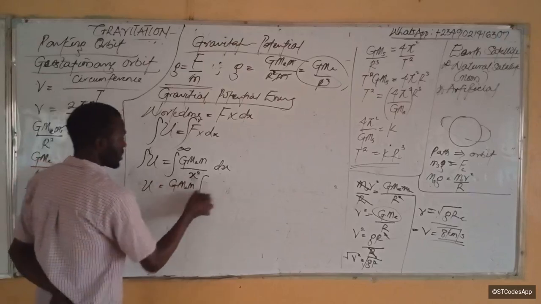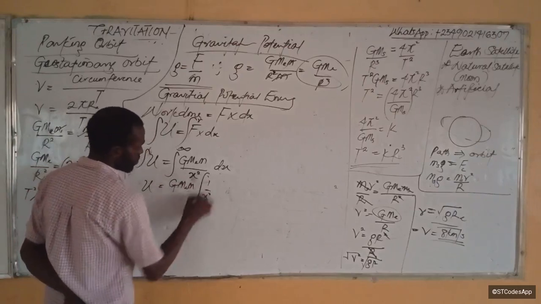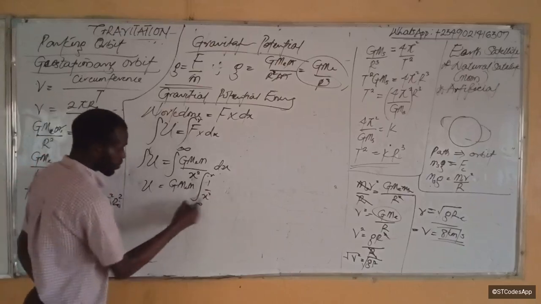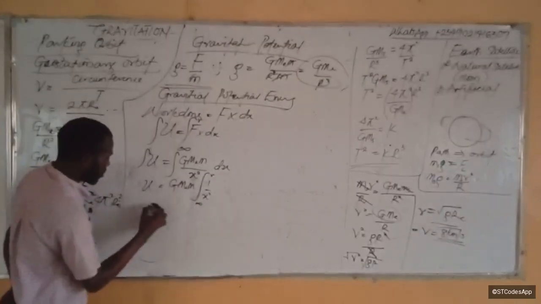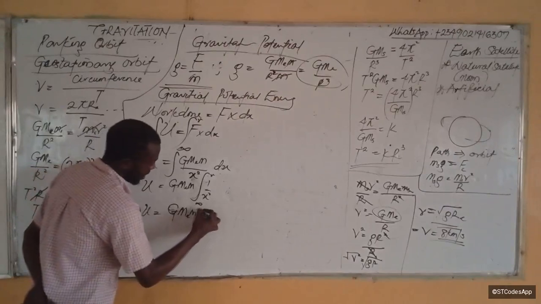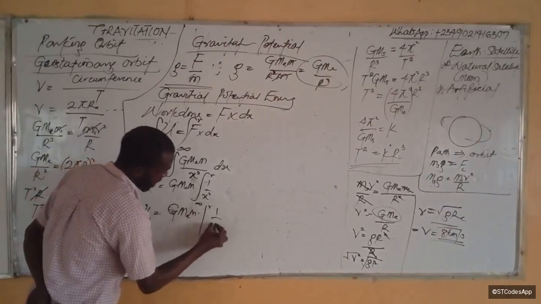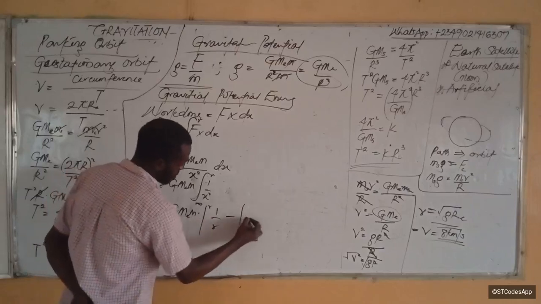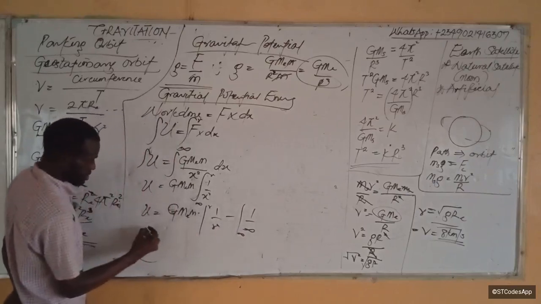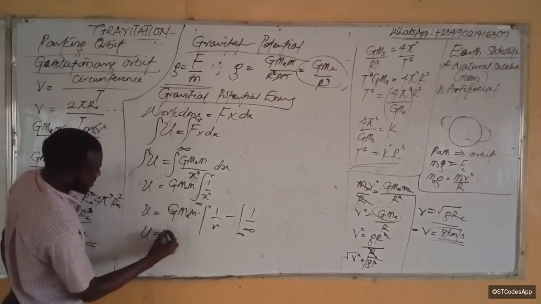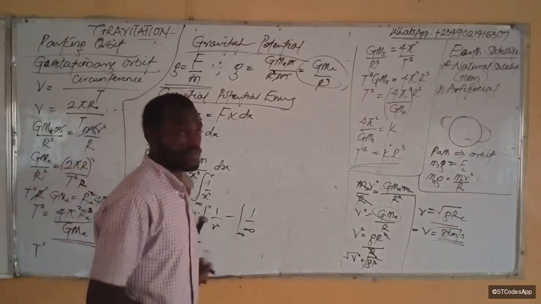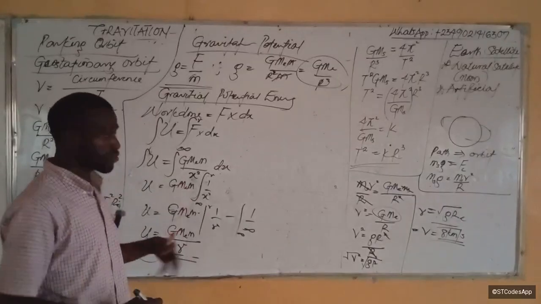GMEm will move out, and we integrate 1 over x squared between infinity and r. By the time you integrate this, you get minus 1 over x. Since it's a definite integral, it becomes GMEm times 1 over r minus 1 over infinity. And 1 over infinity is 0, so the gravitational potential energy will be GMEm over r. So this is the formula. Don't forget, okay?